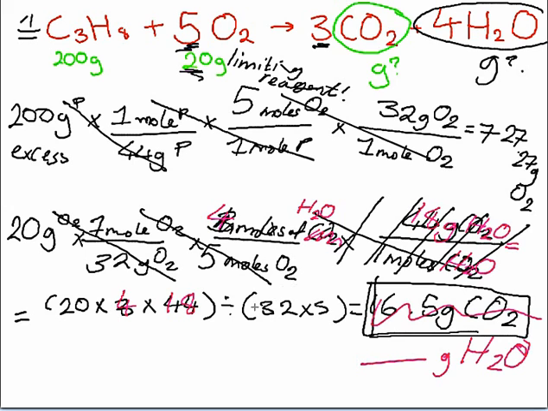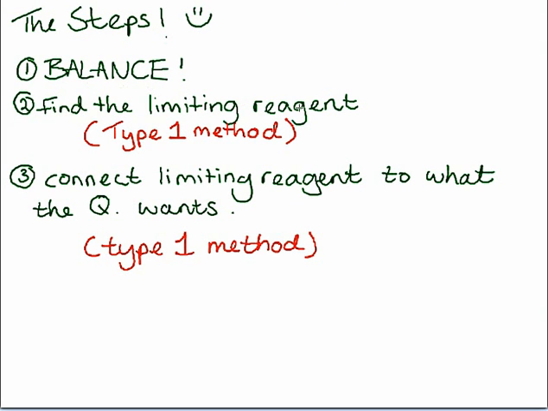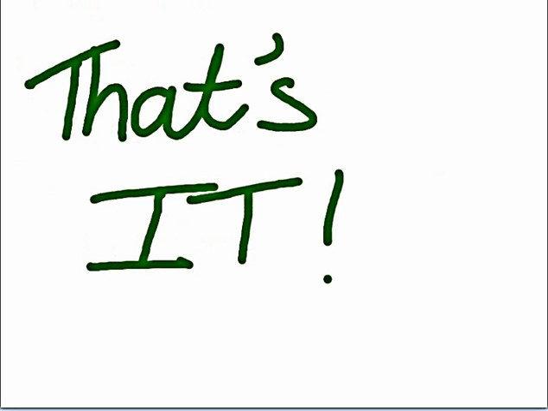So if the question asks you more than one thing, you don't have to freak out. You'd still balance it out, find the limiting reagent, but you just have to do step number 3 more than once, because the question's asking you for 2 things. And yeah, that's it. It's done, and I hope you find it really easy, because it is.